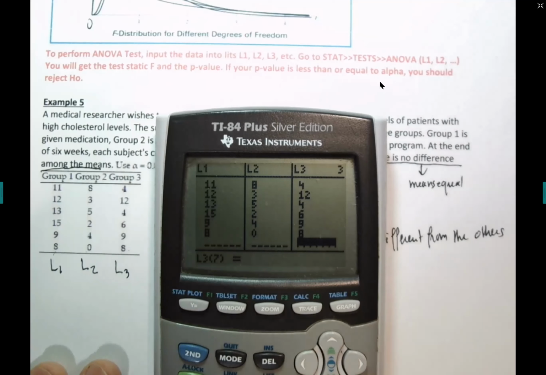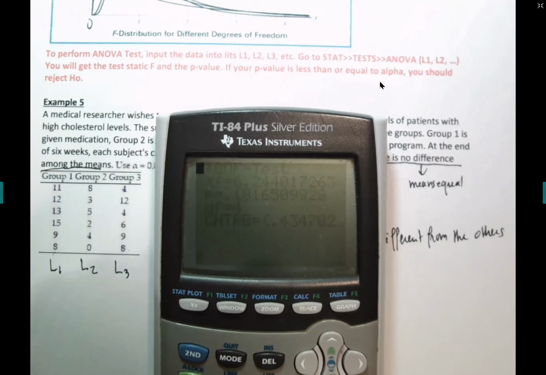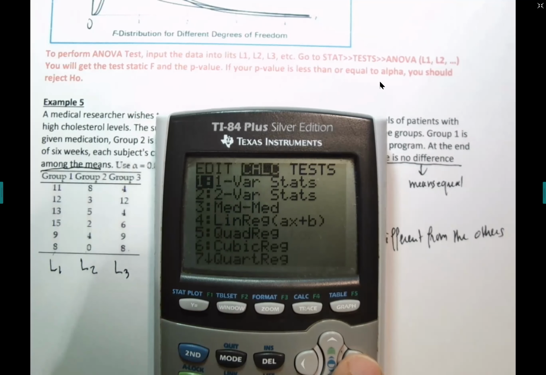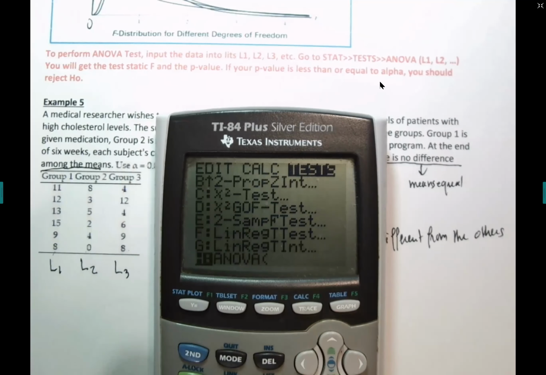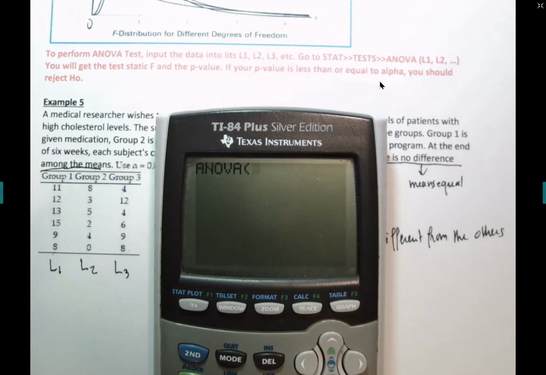All right, and now, guys, quit and go to stat, tests. ANOVA is the last test on your calculator under test, so scroll up. Can you guys guess what I have to enter? I have to enter L1, comma, L2, comma, L3. Second and number 1, second and number 2, comma, and then second and number 3. There you go.